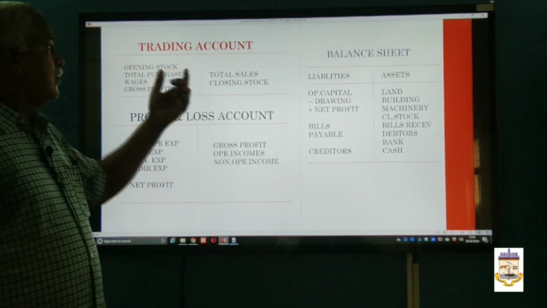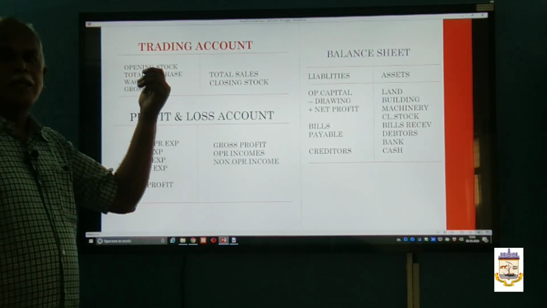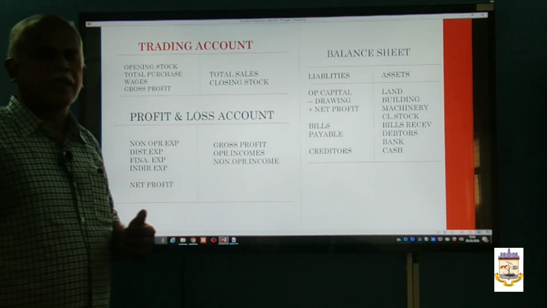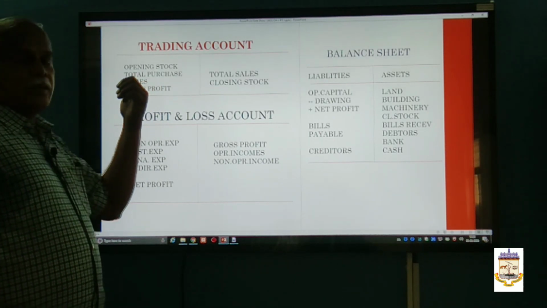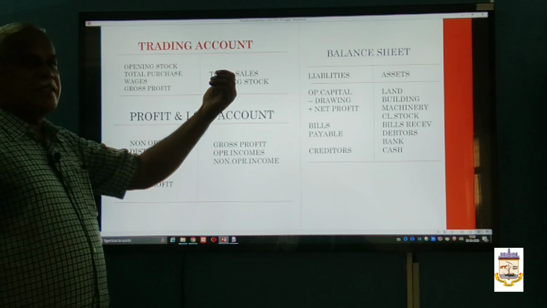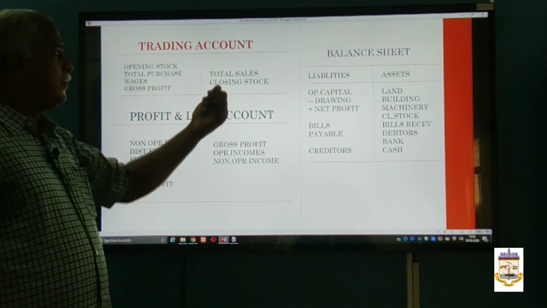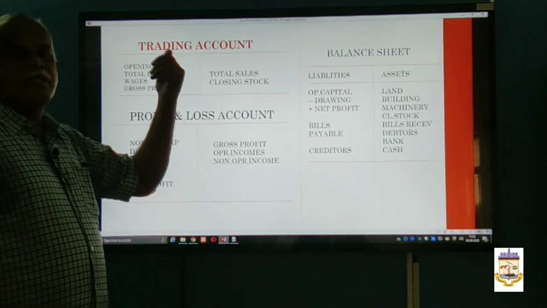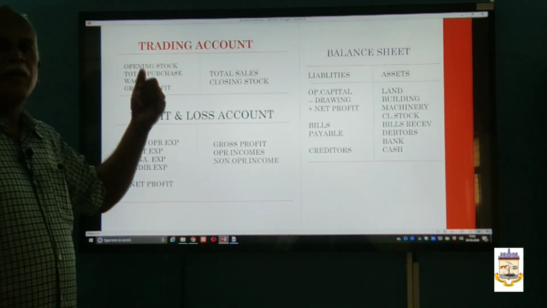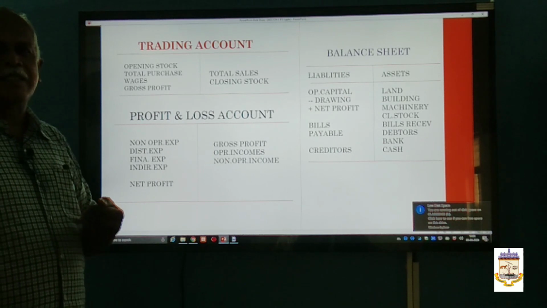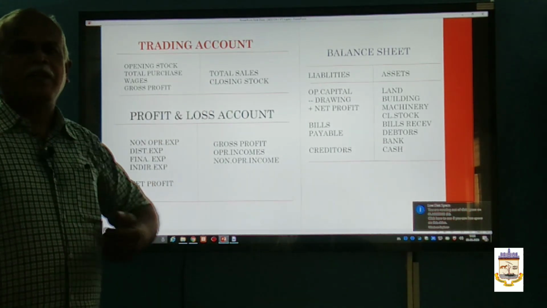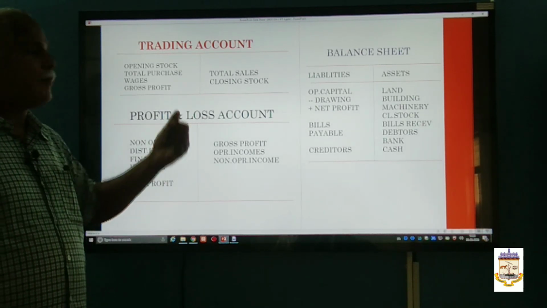In the trading account, we have opening stock, total purchases, which we found from the balance of the total creditors account, wages from the cash book, total sales from the debtors account and bills receivable account, then closing stock. With that we prepare gross profit, or you can say the gross result of the business. Just by comparing sales and purchases, we arrive at an approximate profit, that is gross profit.